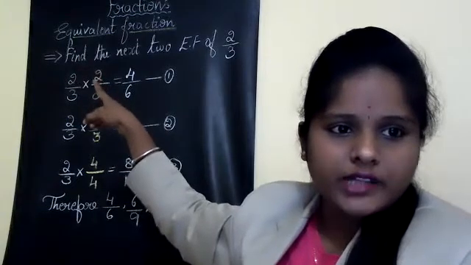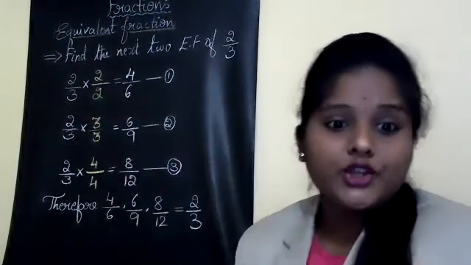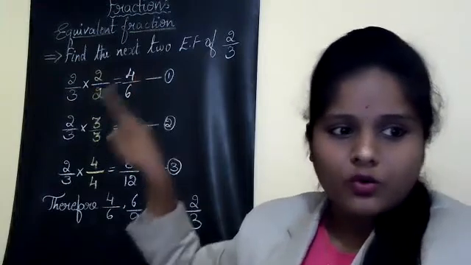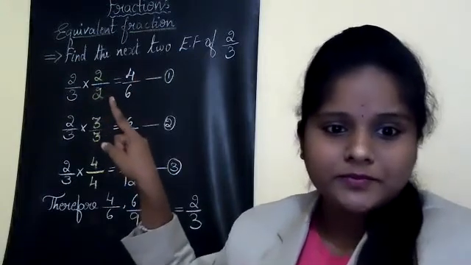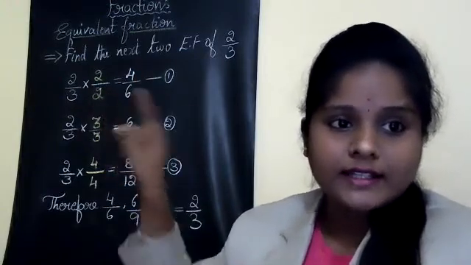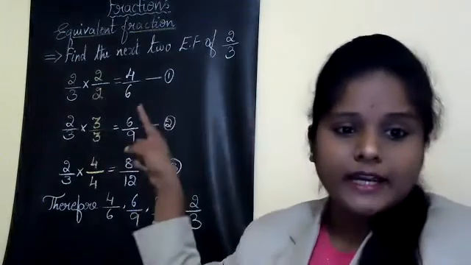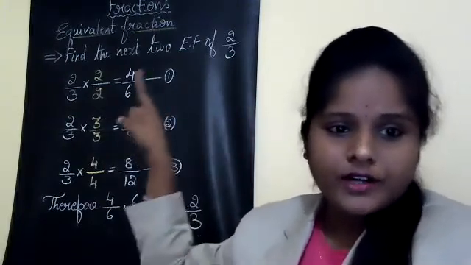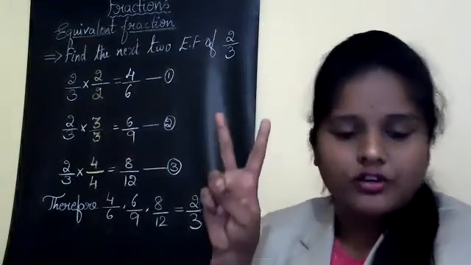2 2s are 4. So the numerator number will be 4. Okay. Now, what is 3 twos are? 3 twos are 6. So, denominator number will be 6. Okay. So, first number we have taken was 2.